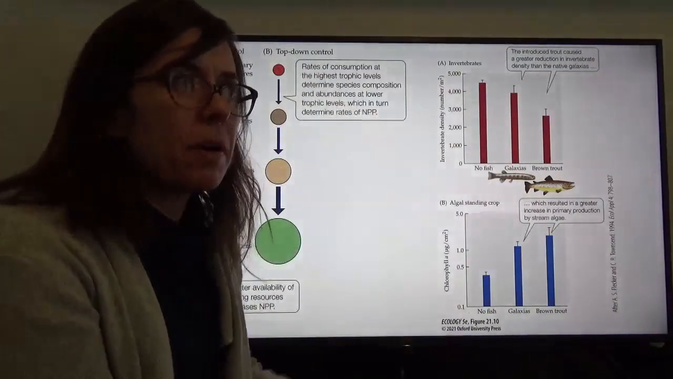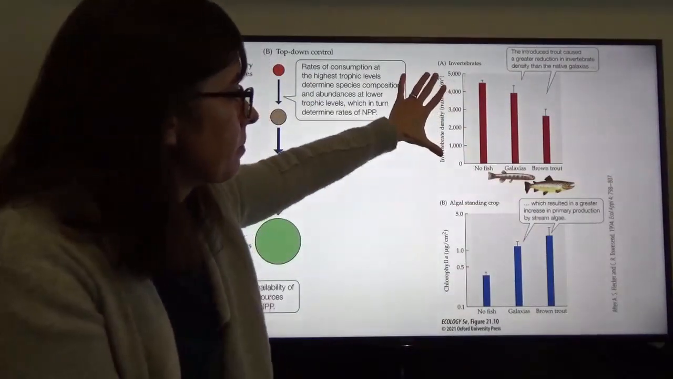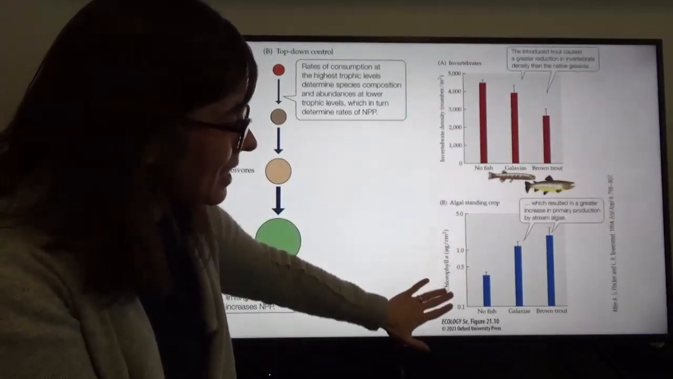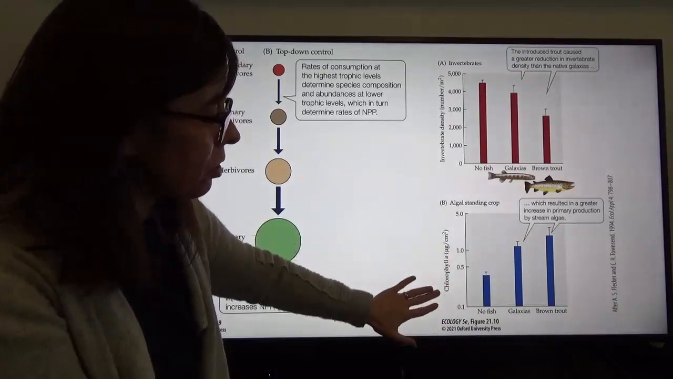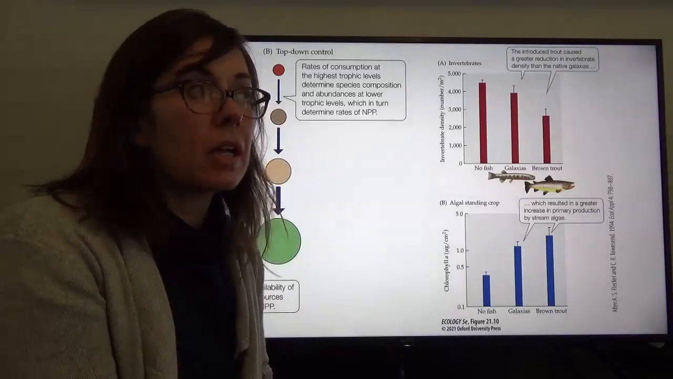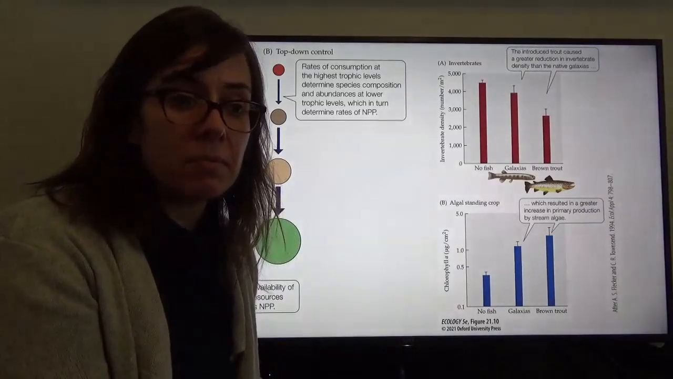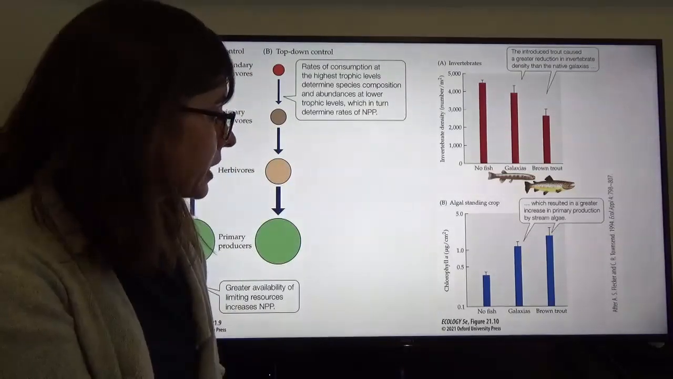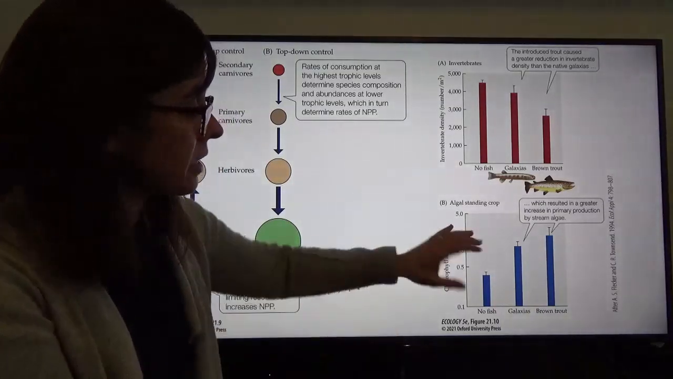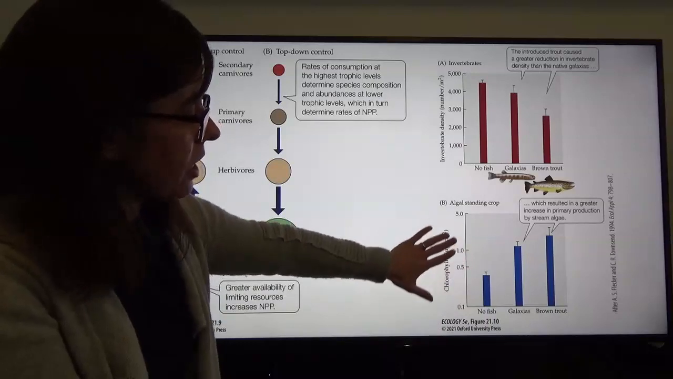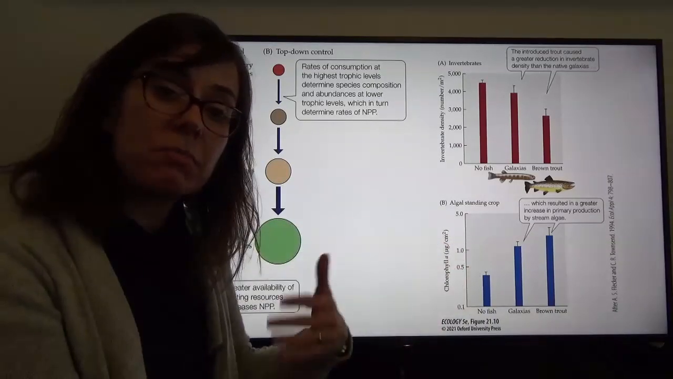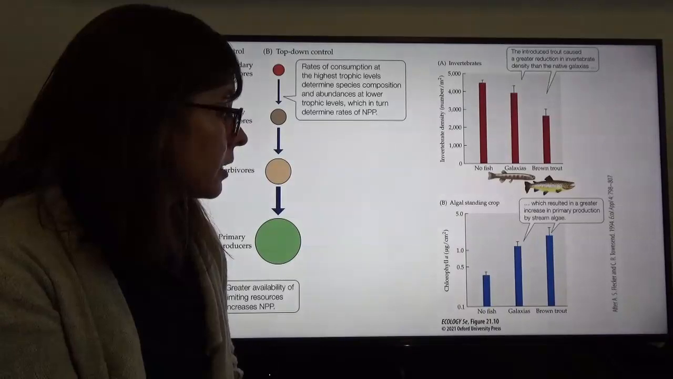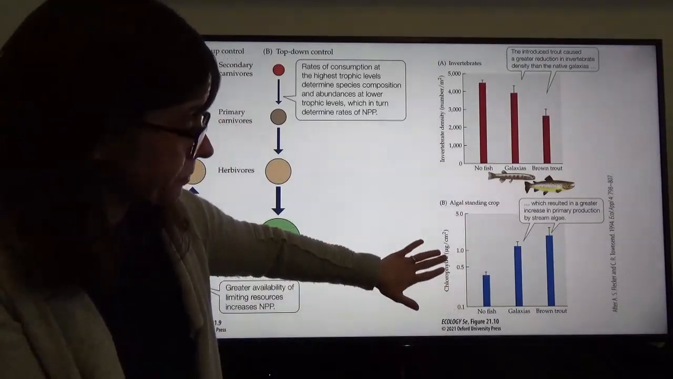Not surprisingly, you add this predator to the system, and the primary consumers decline. Then what we see is a change in the primary producers. You can measure chlorophyll A, which of course is a key pigment in the chloroplast, the organelle of photosynthesis in plants and algae. By measuring chlorophyll A in water, you get a measure of the abundance of algae in the system.